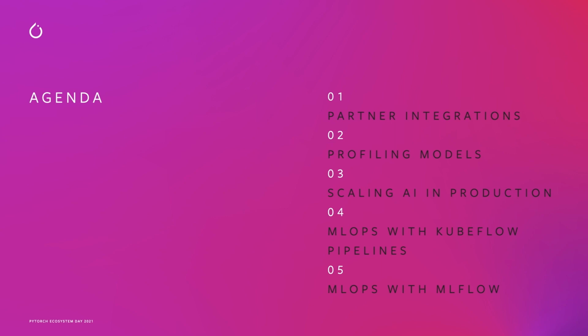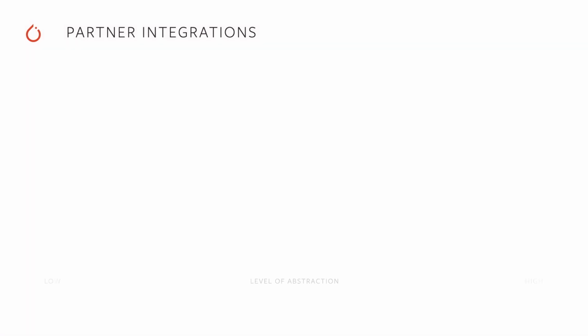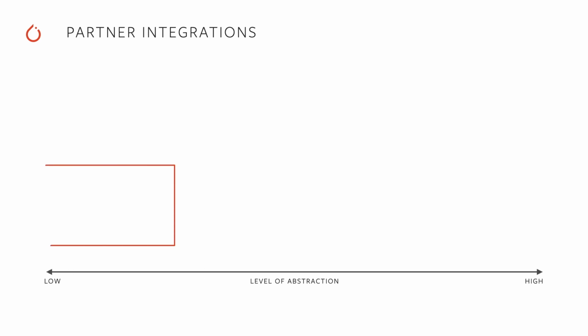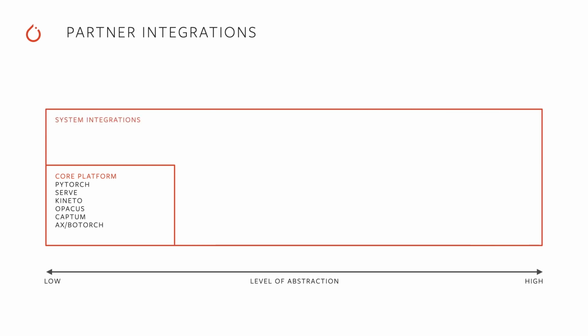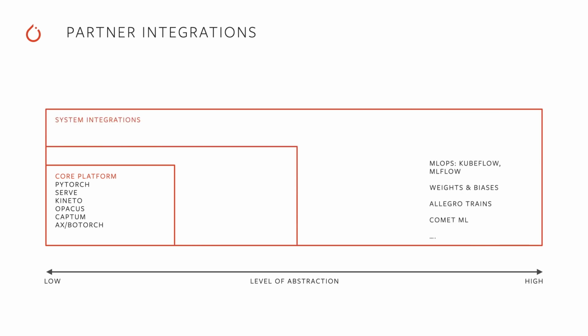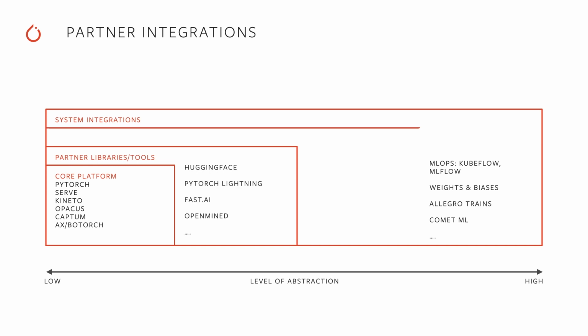We will look at partner integrations and dive deeper into profiling models, scaling AI in production, MLOps with Kubeflow Pipelines and MLflow. The PyTorch ecosystem is rapidly growing and we put great emphasis on PyTorch as a platform with a wide range of ecosystem partner integrations built on top. These range from libraries like Hugging Face, OpenMined, to all the cloud provider integrations and newer solutions like the MLOps platform integrations. Next, we will dive deeper into a few of these.